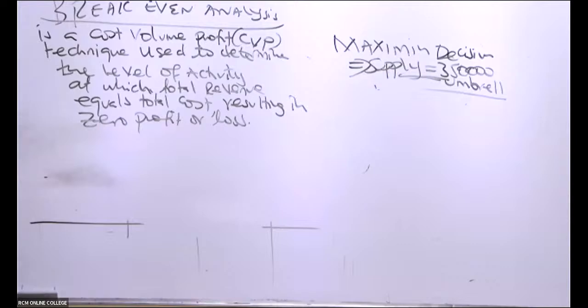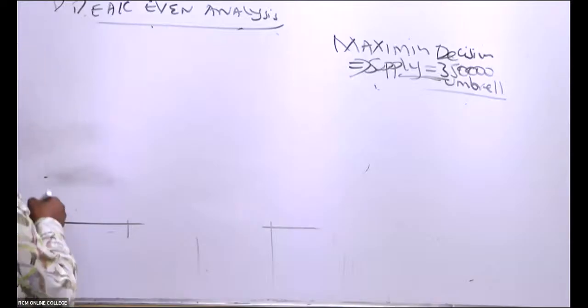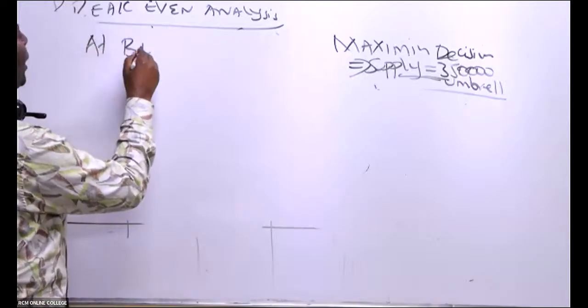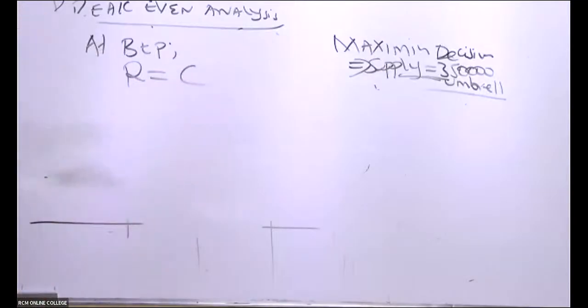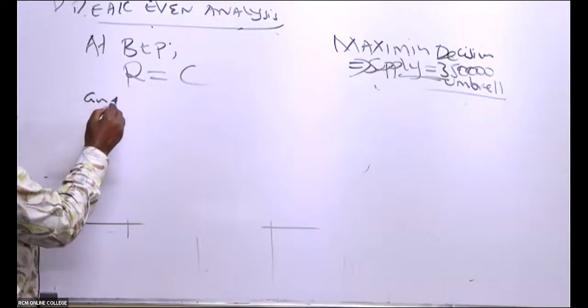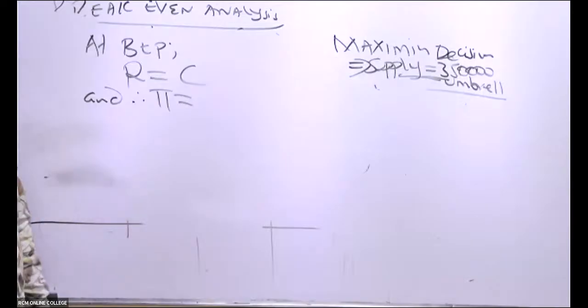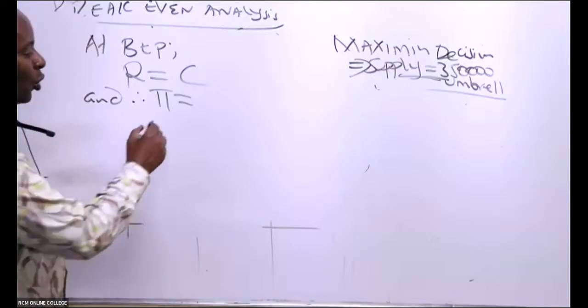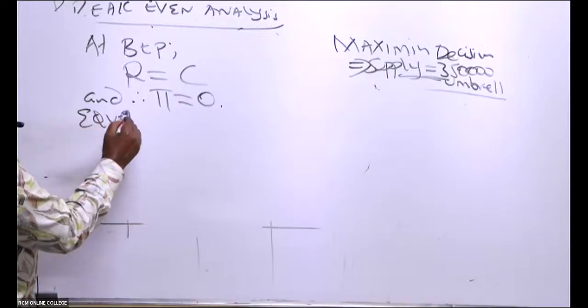Thank you so much. We can mention pretty fast that at the break-even point, revenue equals cost. Therefore, profit, which is pi, equals zero. Whenever you see pi here, pi is not 22/7. Pi is profit. And therefore, profit equals zero.